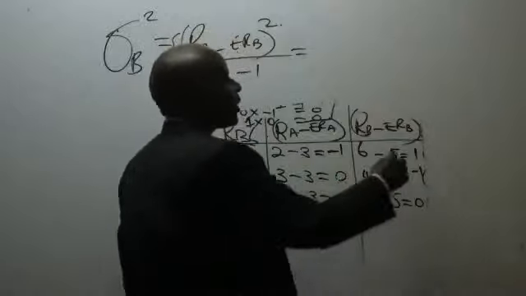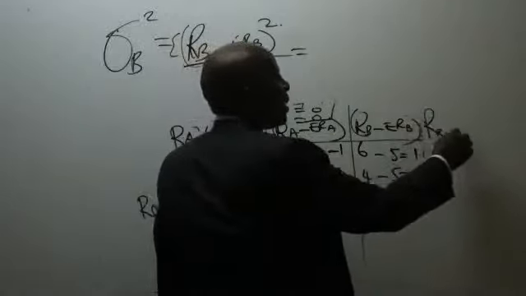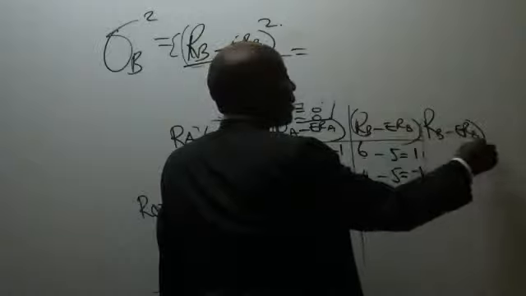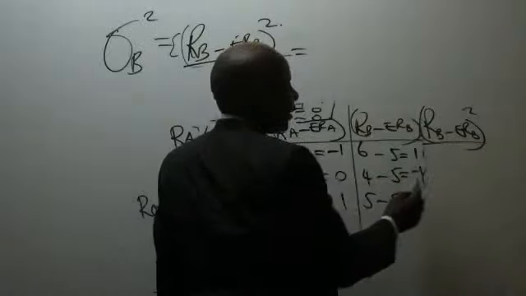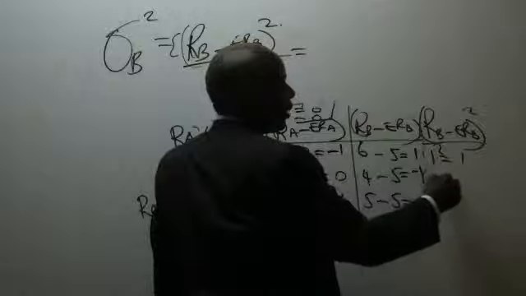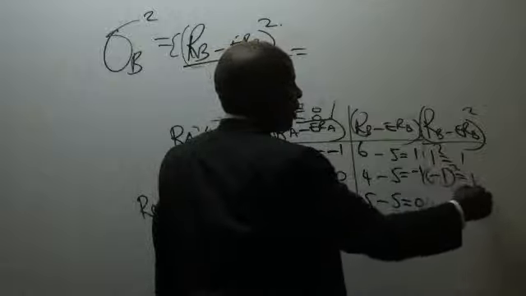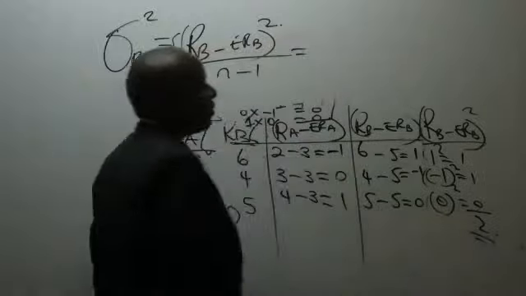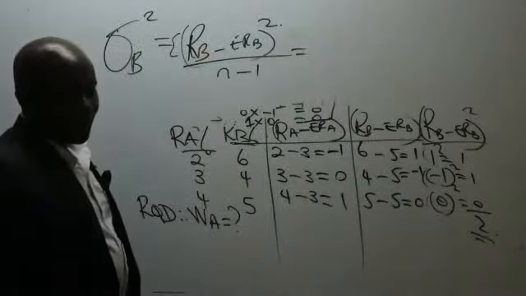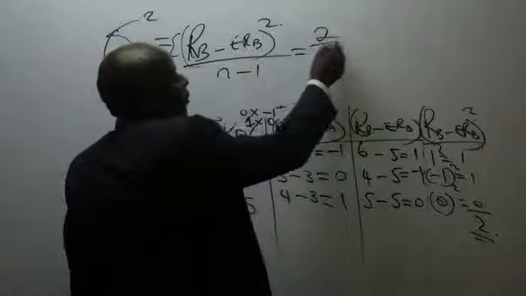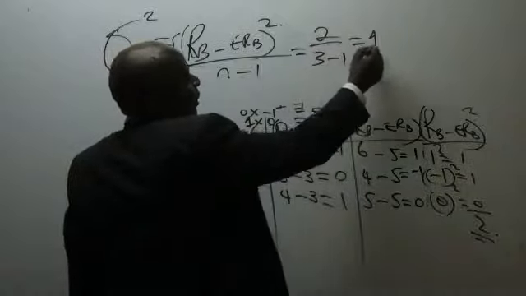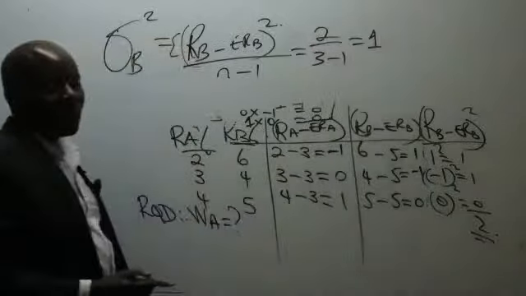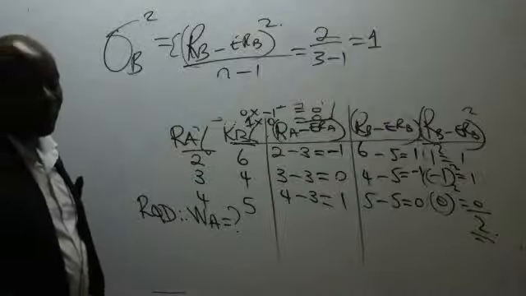So I'll create a column here, RB minus ERB squared. So we have here 1 squared is 1, minus 1 squared is 1. Then we have 0 squared is 0, like that, which will end up giving me what summation there? 2. So then we have here 2 divided by 3 minus 1, which will end up giving me 1.